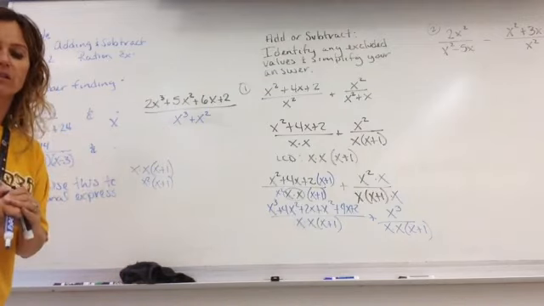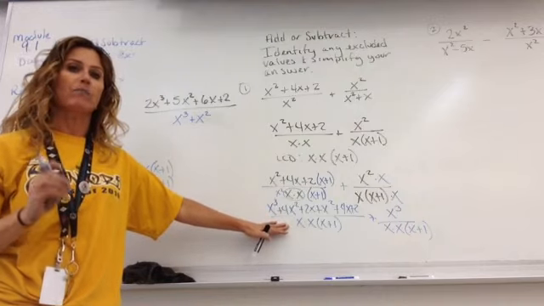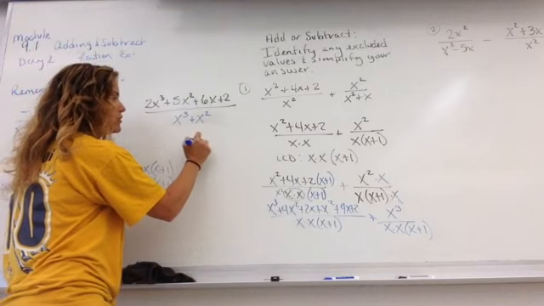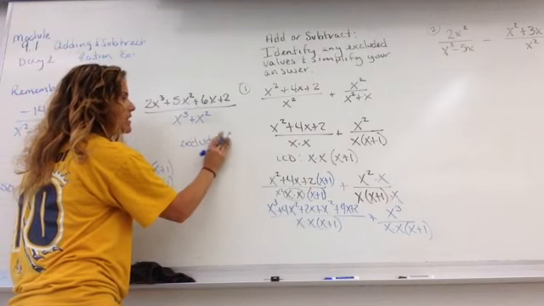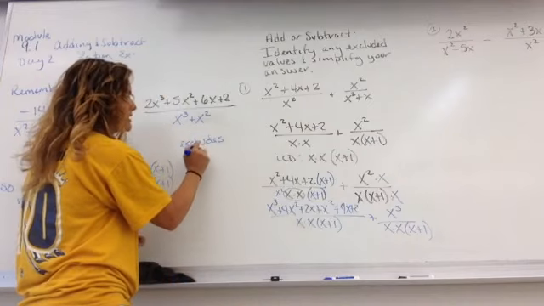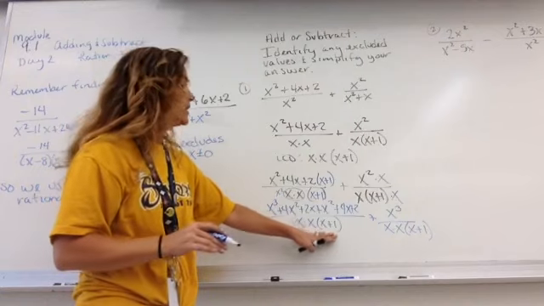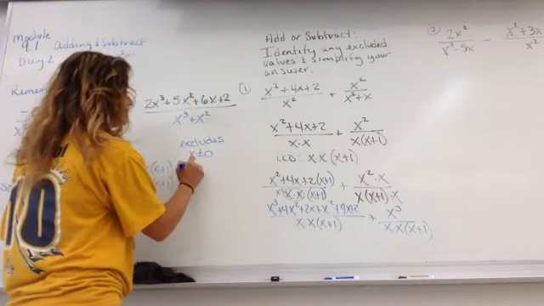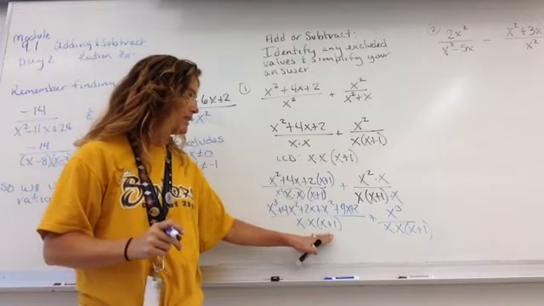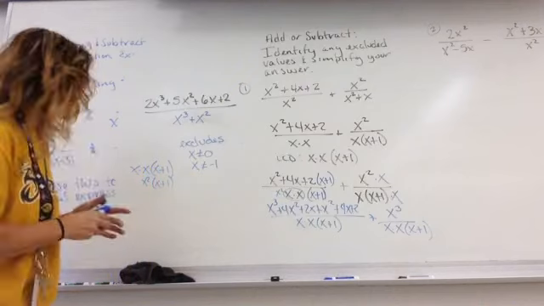Now, it talks about excluded values, which means we want to go back to its factored form. We cannot have our denominator be 0. So our excluded values: x can be anything it wants to be, except it can't be 0, because if x is 0, if I multiply by 0, my whole denominator is wiped out. And x cannot be negative 1, because again, if this is negative 1, that gives me 0, my denominator is completely wiped out.